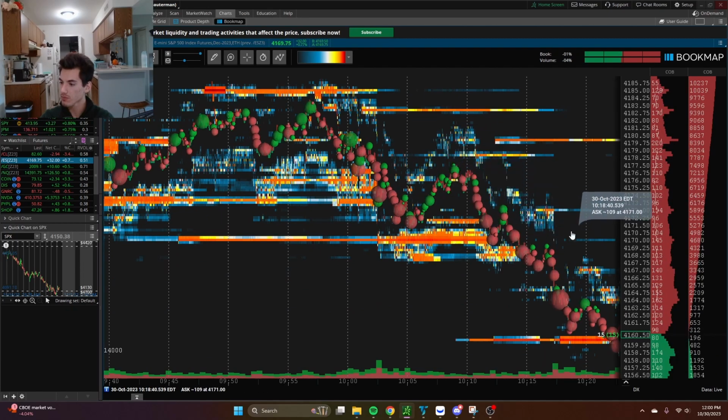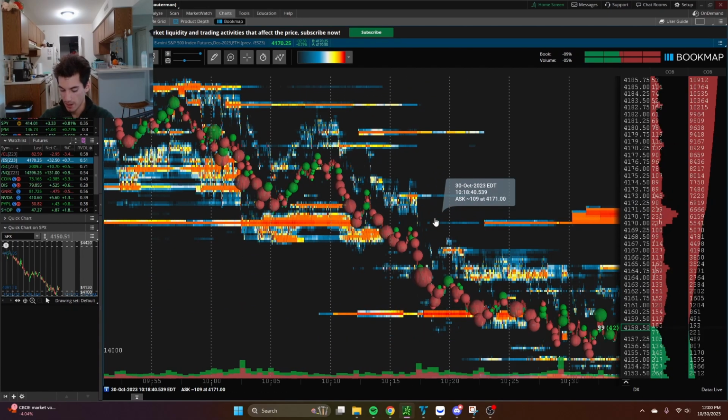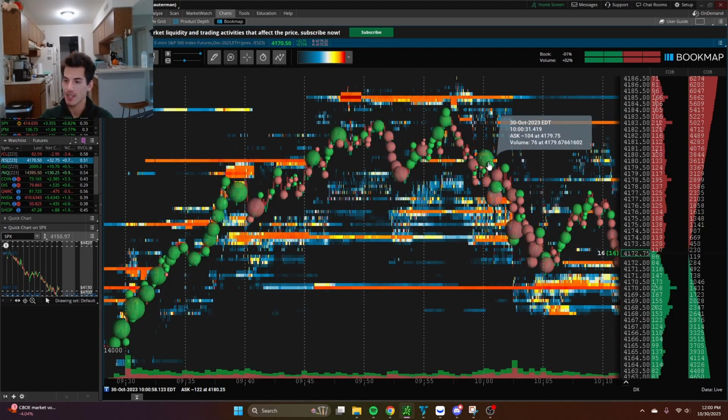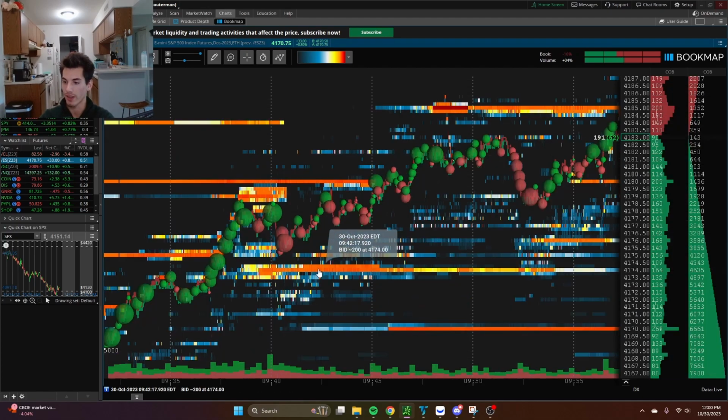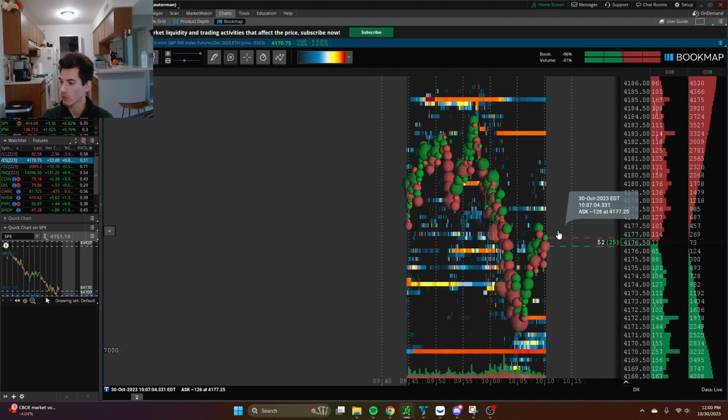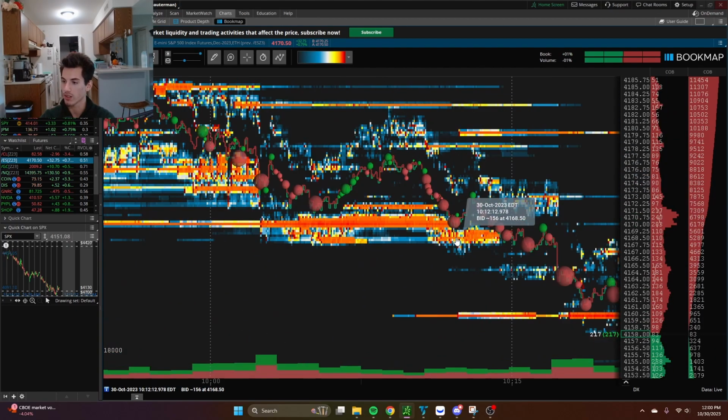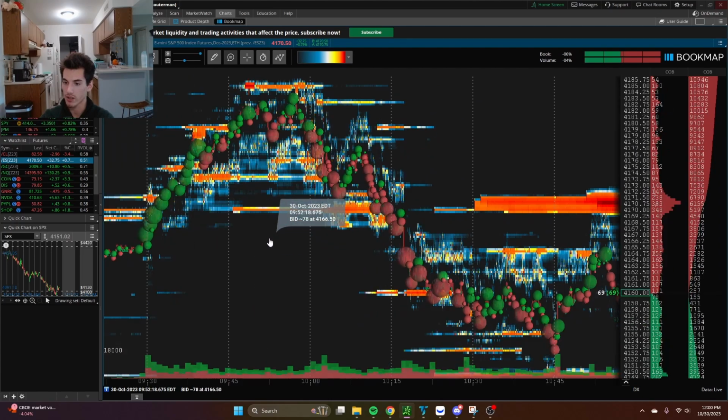Right? And again, Bookmap is not some magical cheat code, right? It's not like you see a bunch of buying orders right here and, oh, okay, that's where the market's going to bounce. No, it could easily go the other way. Where's a good example? It could easily, like right here, right? You saw that right here, right?